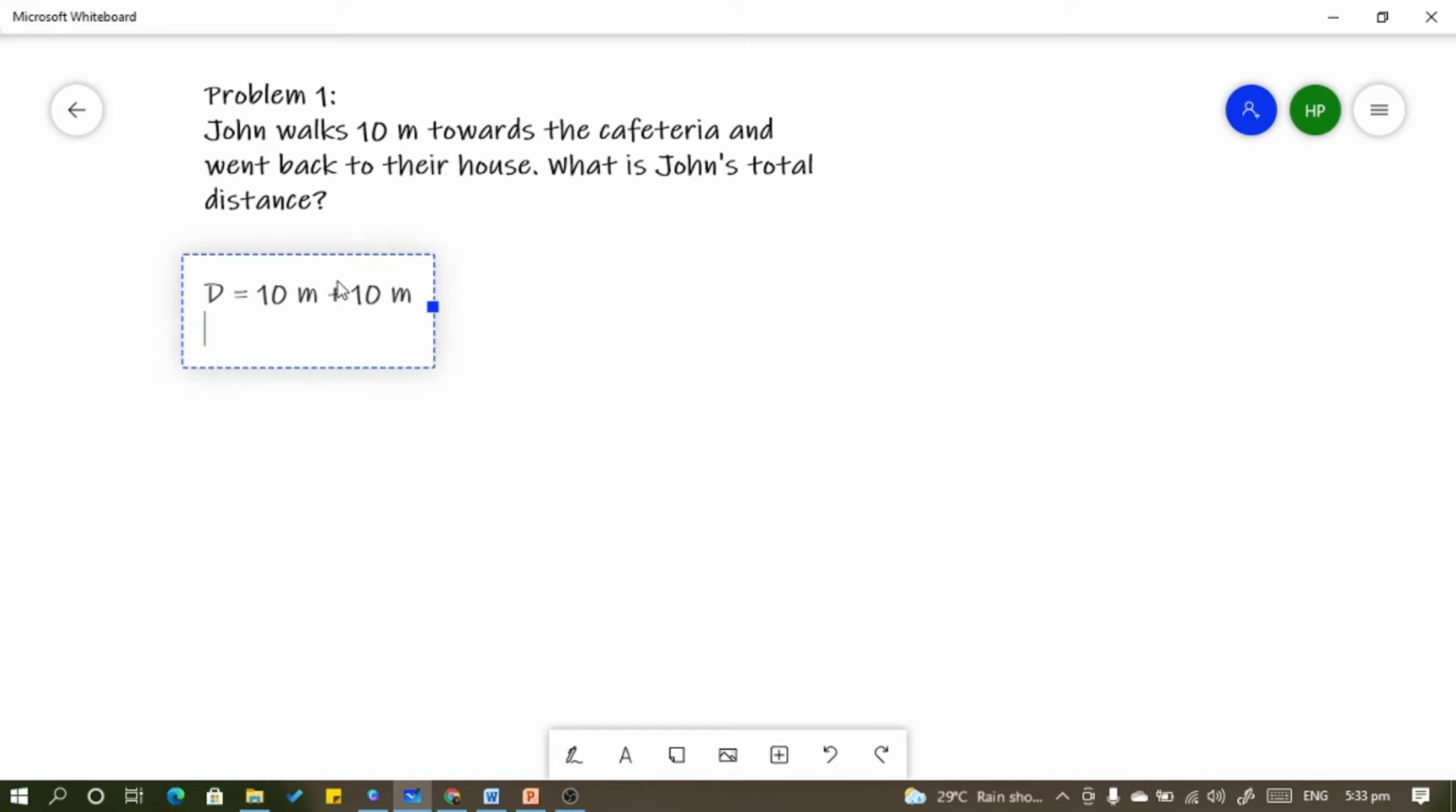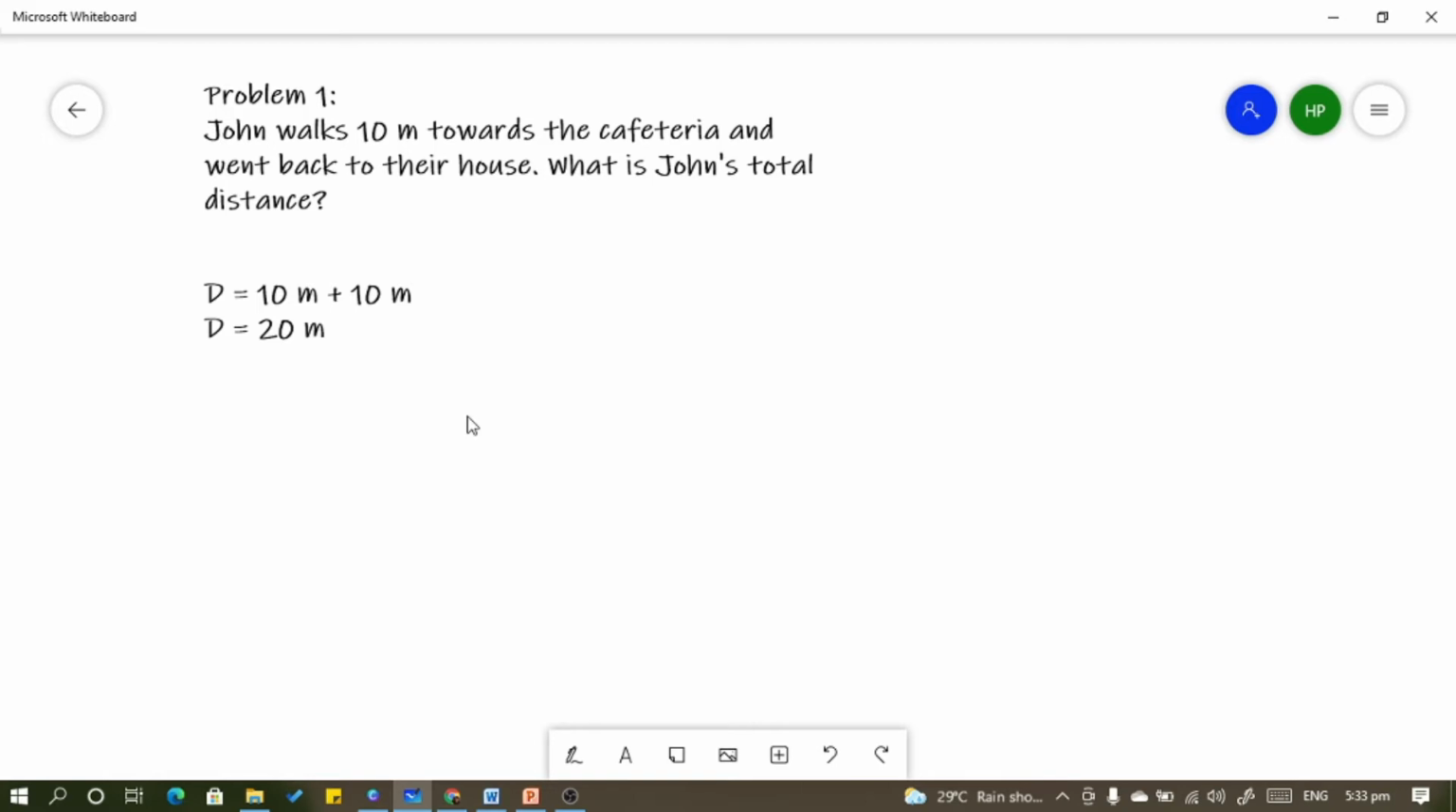10 meters. So what would be John's distance? How far did John walk? 10 meters plus 10 meters is equal to 20 meters. So John walks 20 meters in total. So another example here, problem number 2.